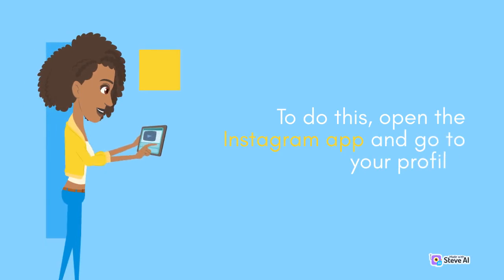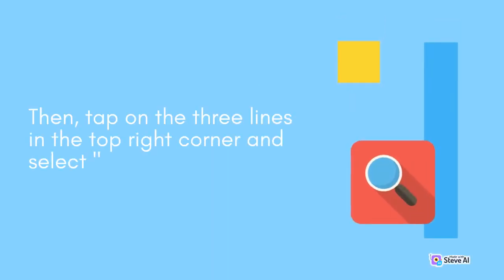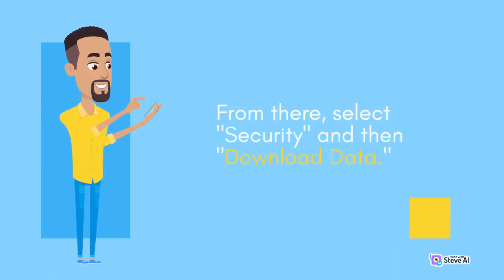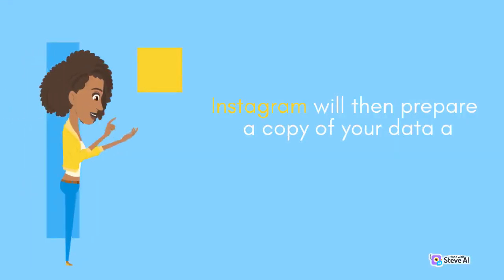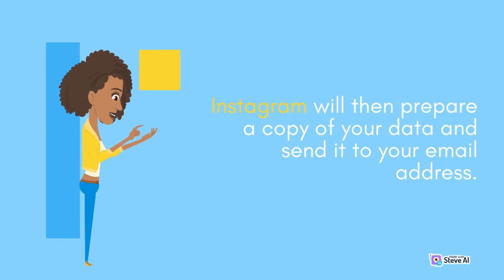To do this, open the Instagram app and go to your profile. Then, tap on the 3 lines in the top right corner and select Settings. From there, select Security and then Download Data. Instagram will then prepare a copy of your data and send it to your email address.